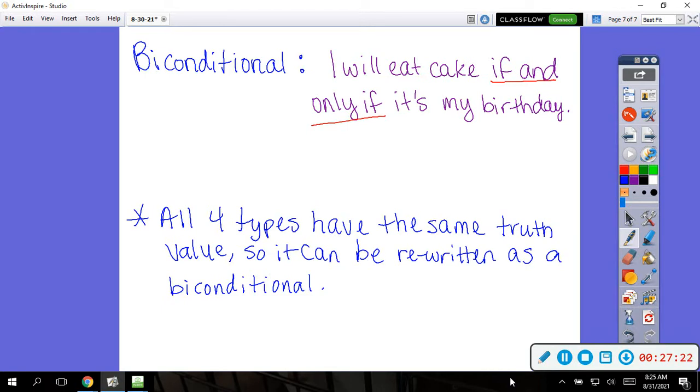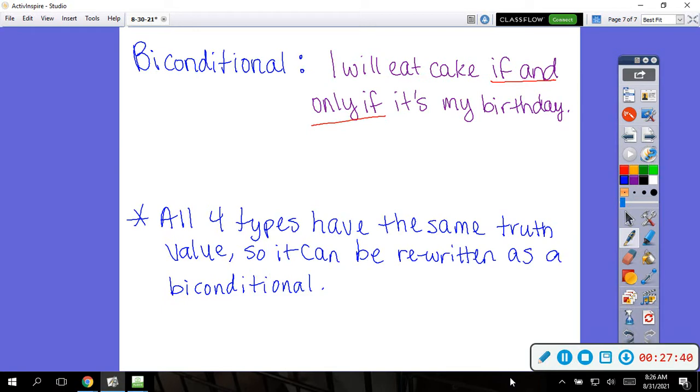Whereas with any other conditional, you can write the converse, the inverse, and the contrapositive. But usually the converse and the inverse match, and the original conditional and the contrapositive match. But if they all 4 match, it can be rewritten as a biconditional. Okay? Y'all with me so far?